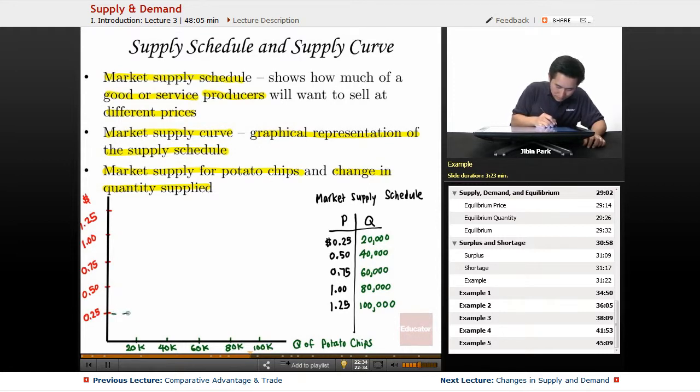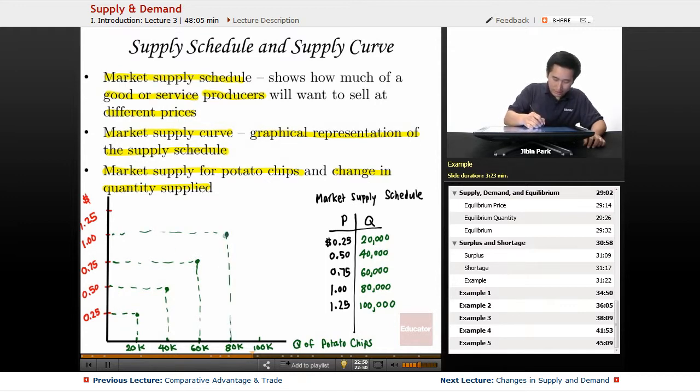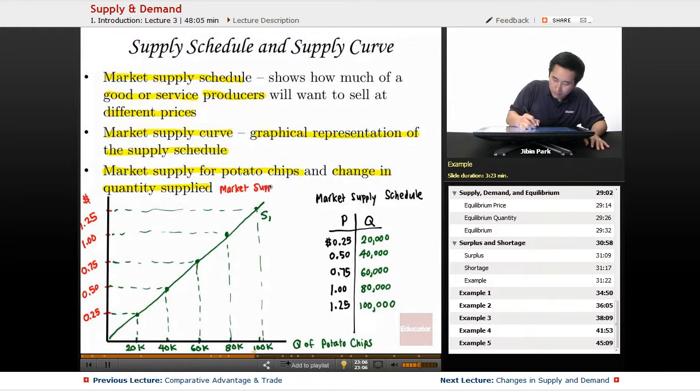At 25 cents, it's 20,000. At 50 cents, 40,000 is produced. At 75 cents, more profit potential, so 60,000 bags are produced. At $1, more people jump in, and 80,000. And at $1.25, you have 100,000 here. So what you do is you just connect the dots here and label this as S1. And what you get here is the market supply schedule.